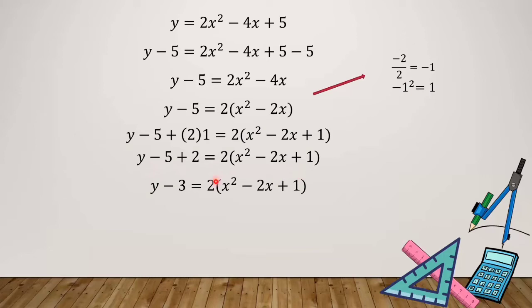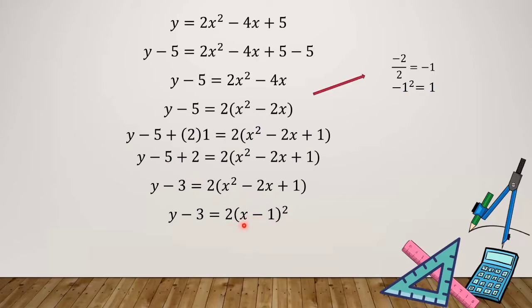Then, negative 5 plus 2 is equal to negative 3. Then, the next step that we are going to do is to factor it out and make it square of binomial. So, the factor of x squared minus 2x plus 1 is x minus 1 times x minus 1, or x minus 1 squared. Paano nga ba ulit nangyari yun?